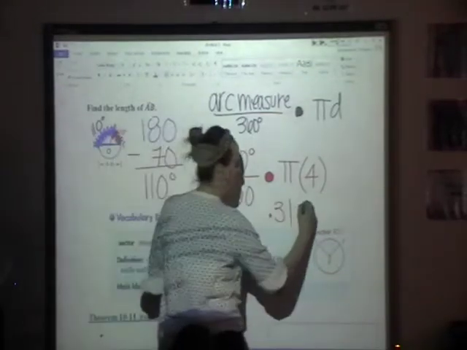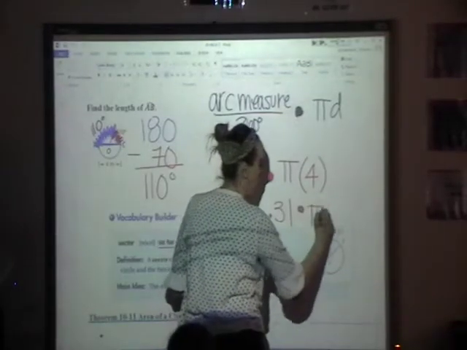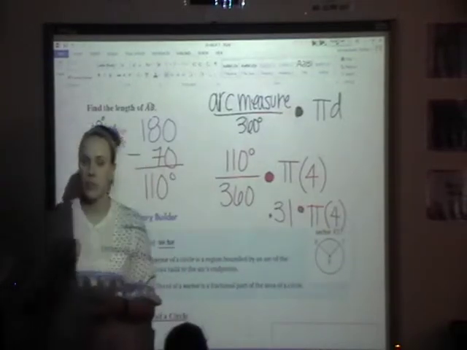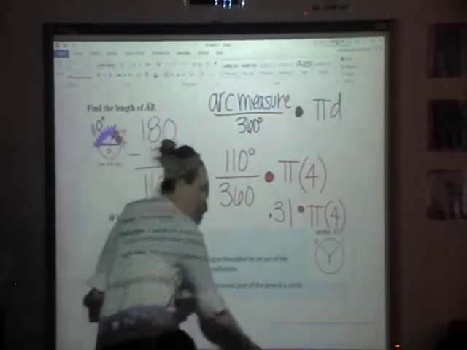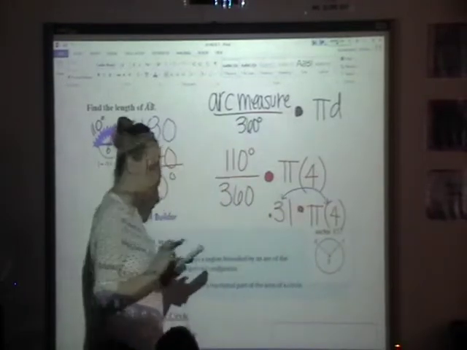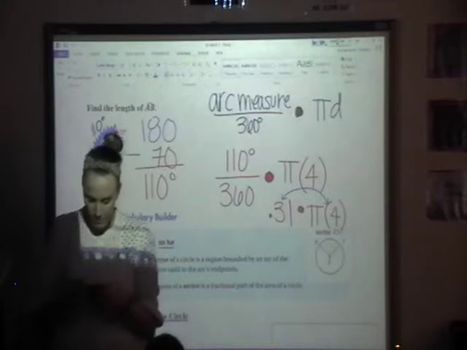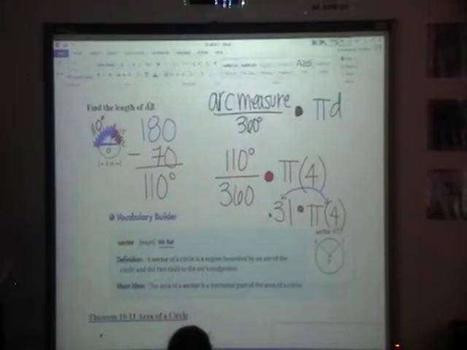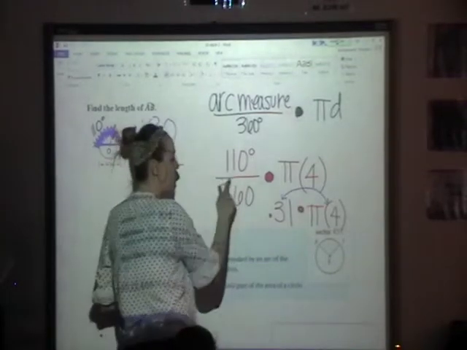Then we can go ahead and multiply that by pi times 4. Leave it in terms of pi. I didn't ask for a decimal. So now the next thing that we can do is multiply our whole numbers together. We can take 0.31 and multiply it by my 4. 0.31 times 4. 110 divided by 360.